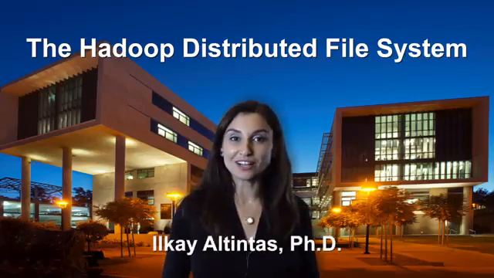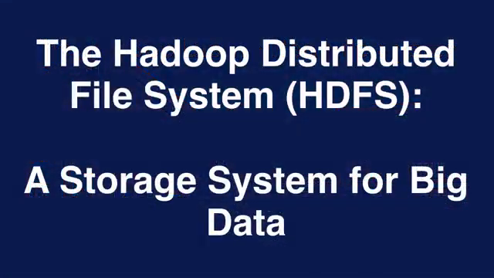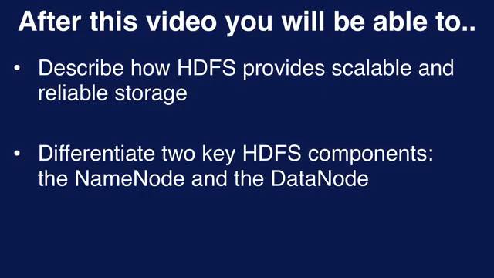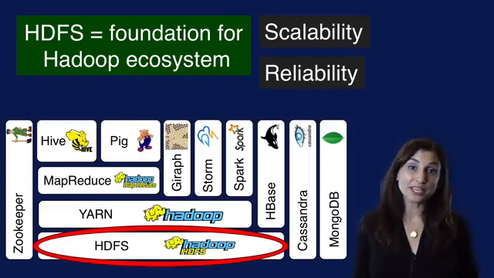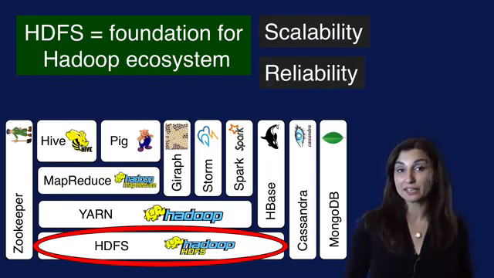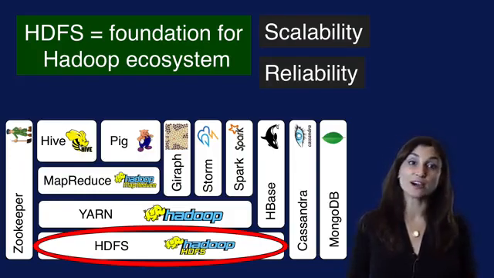The Hadoop Distributed File System, a storage system for big data. As the storage layer, the Hadoop Distributed File System, or the way we call it HDFS, serves as the foundation for most tools in the Hadoop ecosystem. It provides two capabilities that are essential for managing big data: scalability to large data sets and reliability to cope with hardware failures.